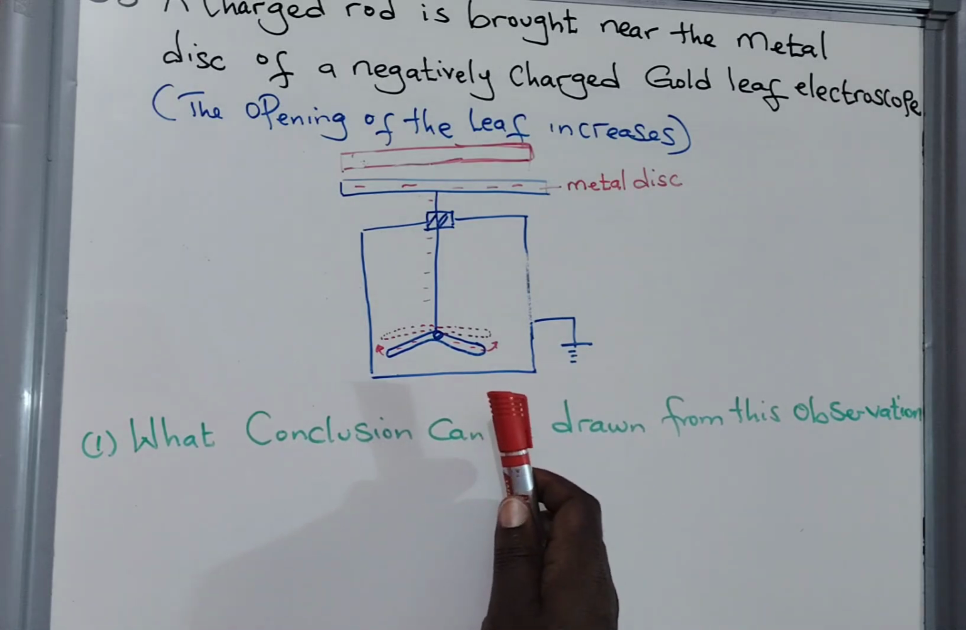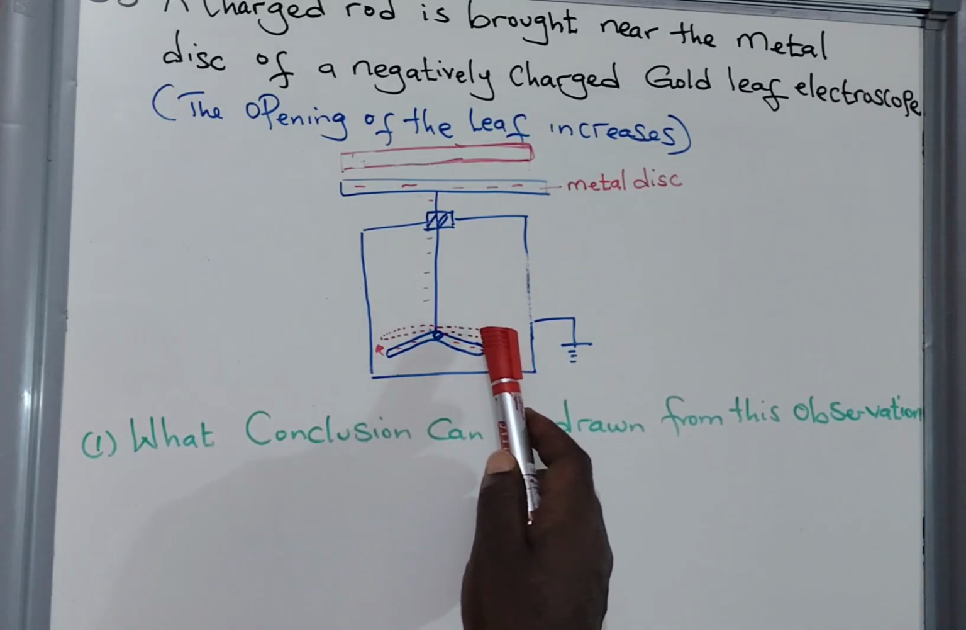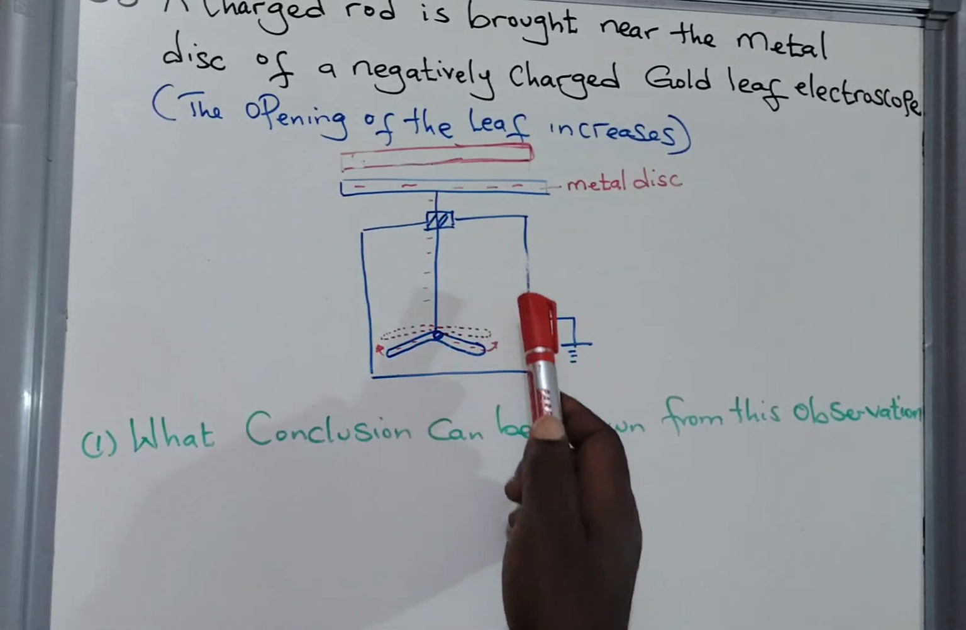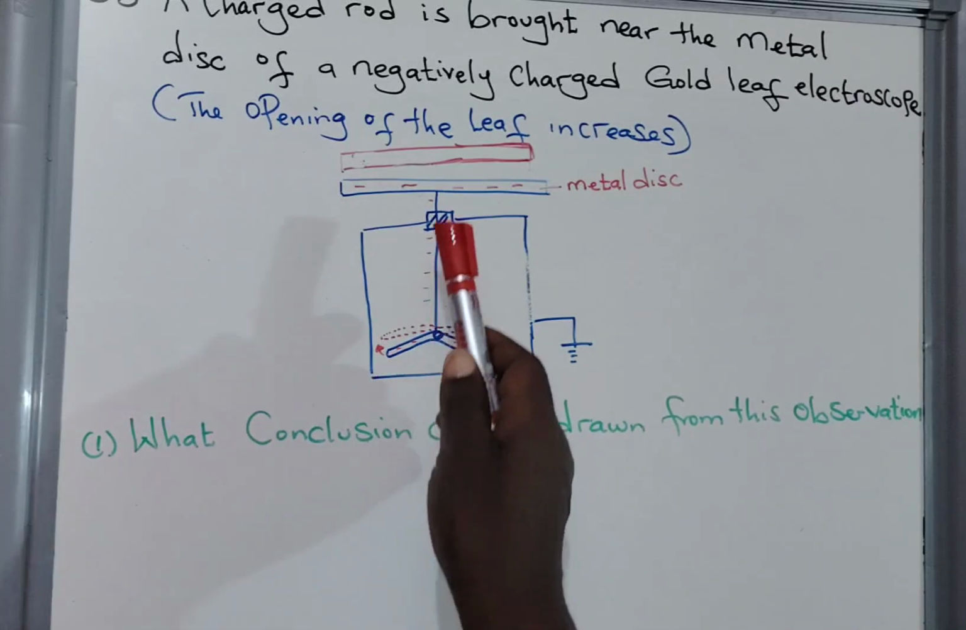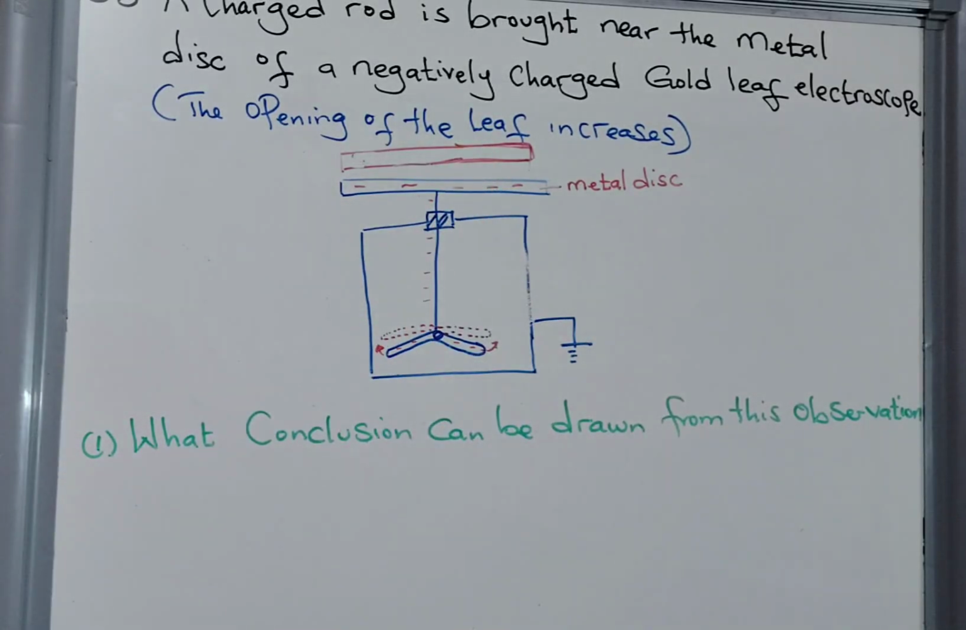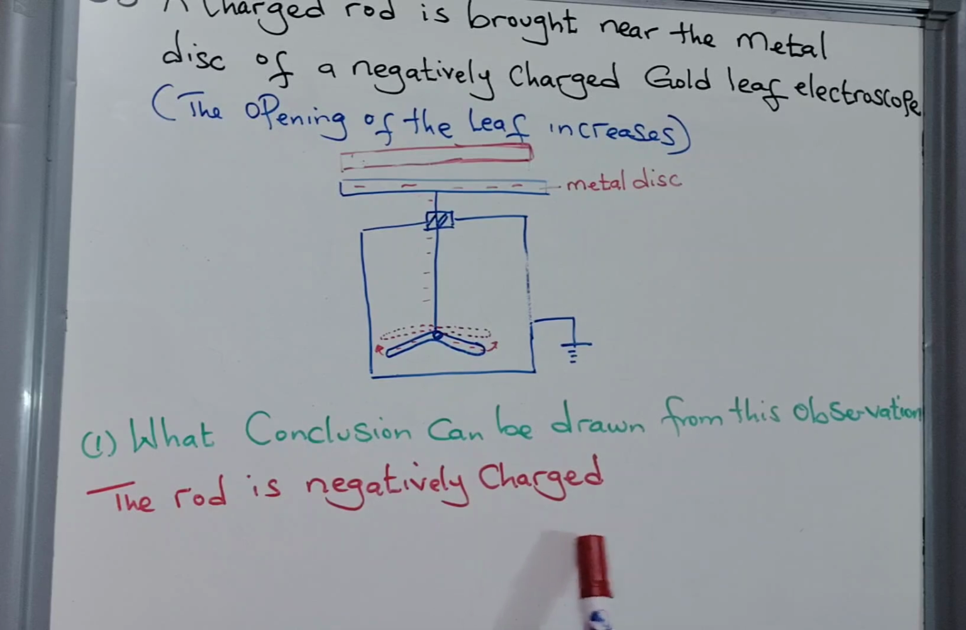The conclusion is that the charge on the gold leaf is the same as the charge on the object. So the rod is also negatively charged. That's the conclusion. Yeah, the rod is negatively charged.